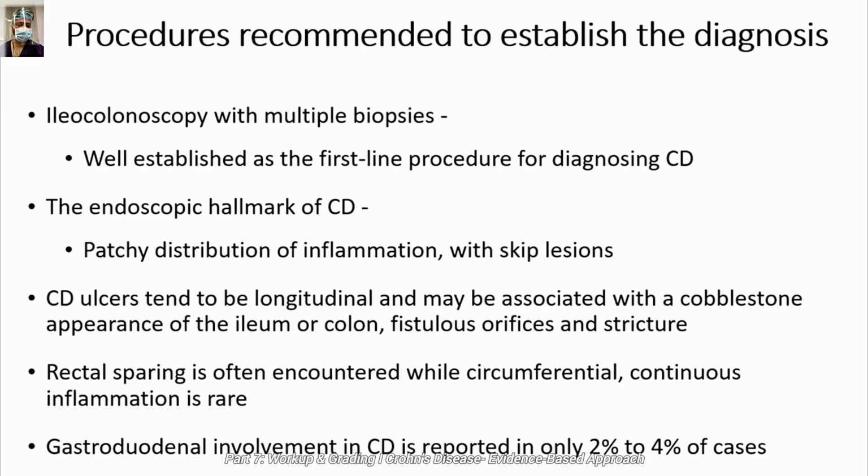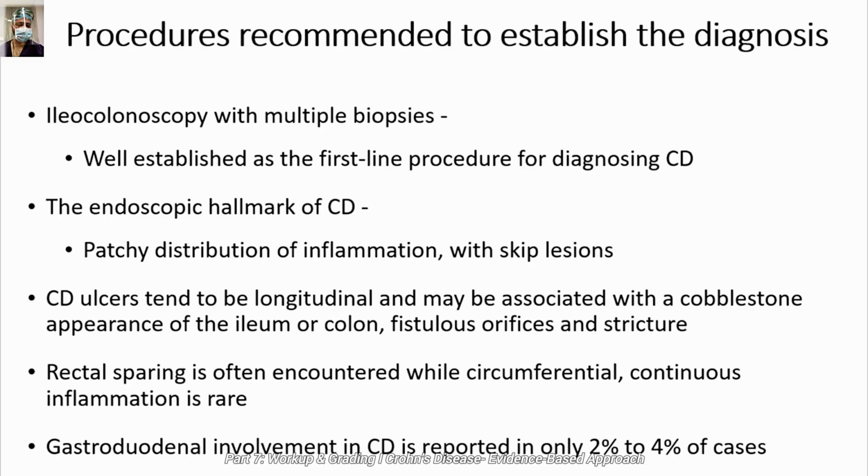For confirming the diagnosis, the literature recommends ileocolonoscopy with multiple biopsy, and it's well established as a first-line procedure for diagnosing Crohn's disease. The endoscopic hallmarks for Crohn's disease are patchy distribution of inflammation with skip lesions. Crohn's disease ulcers tend to be longitudinal and may be associated with cobblestone appearance of the ileum or colon, fissures, orifices, and strictures. Rectal sparing is often encountered, while circumferential continuous inflammation is rare. Gastroduodenal involvement in Crohn's disease is reported in only 2 to 4% of cases.